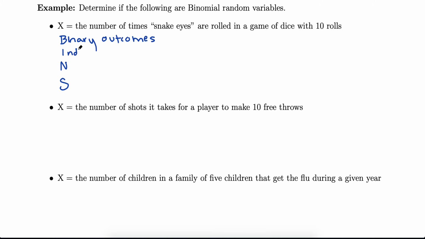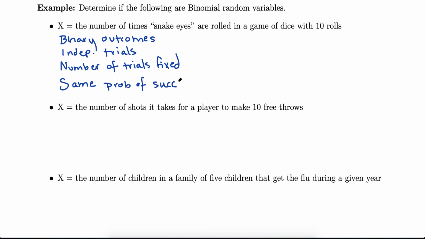I is our independent trials. N is our number of trials fixed ahead of time. And then S means we have the same probability of success. So again, don't just write down BINS, write down what each one stands for.